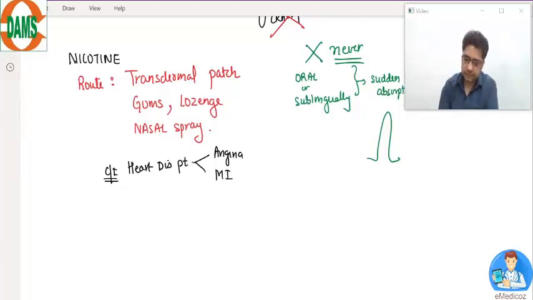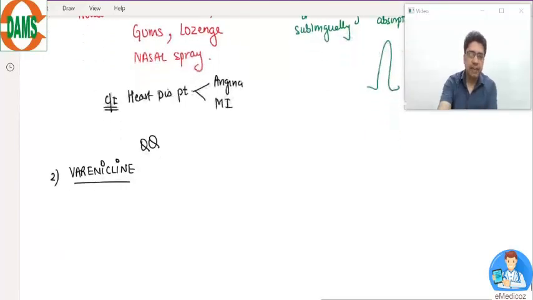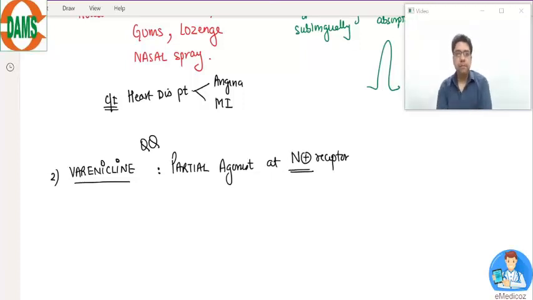Second drug, we will write varenicline. Very important drug for you. Varenicline is a partial agonist at the nicotinic receptor. N for nicotinic receptor. Partial agonist at the nicotinic receptor.